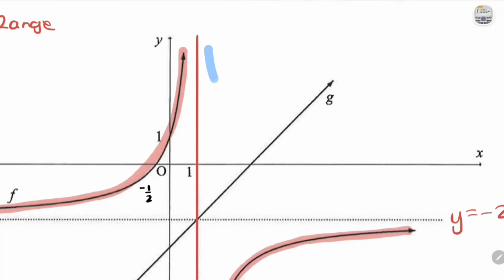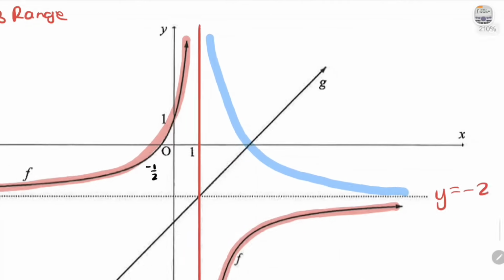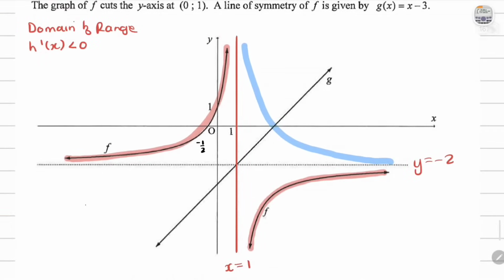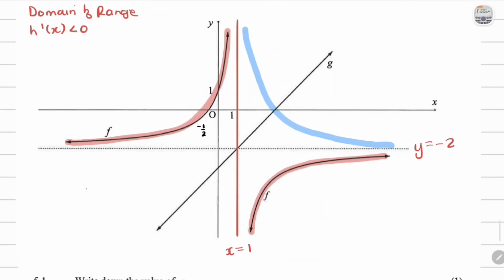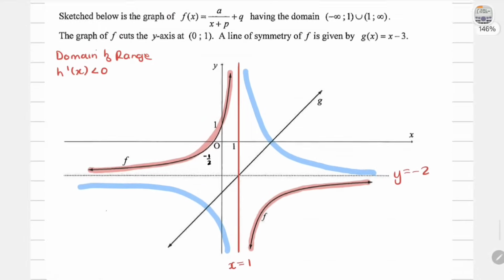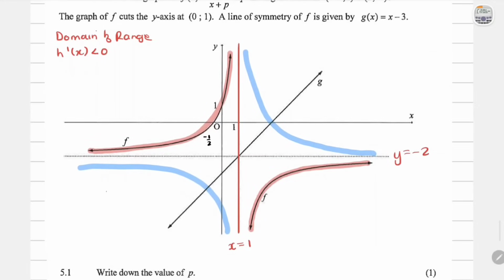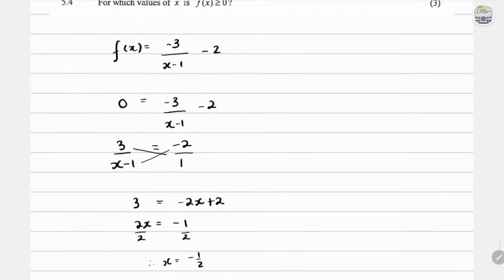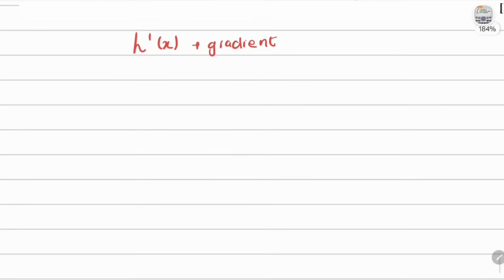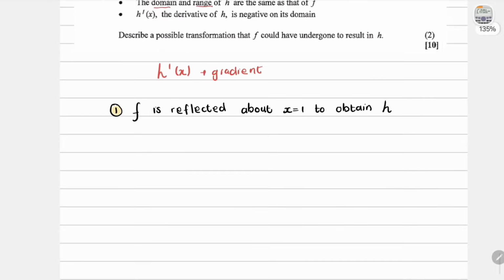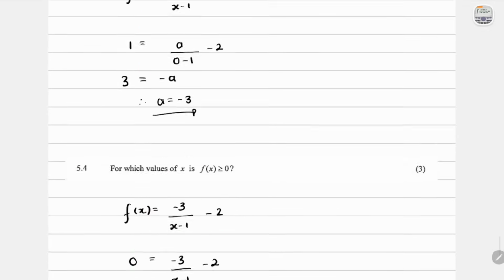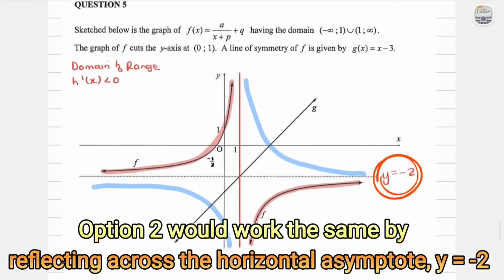So we know what that looks like. That is going to end up looking like that. And that would maintain the domain and the range because nothing will happen to them. So this one would just be reflected. It will just do whatever it's doing here, it will just do across this line. So like that. Okay, so that is one way and we can put that down. There are probably a number of ways that we can do this. Okay, so I'm going to put the first one down. It is a reflection across the line x equals 1. Okay, so f is reflected about x equals 1 to obtain h. That is the first option.